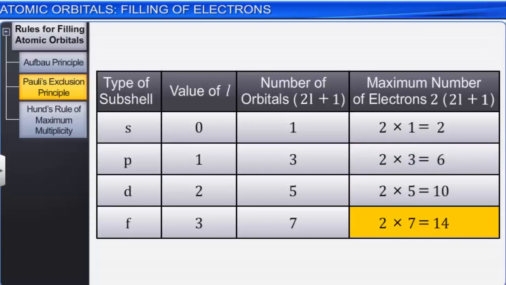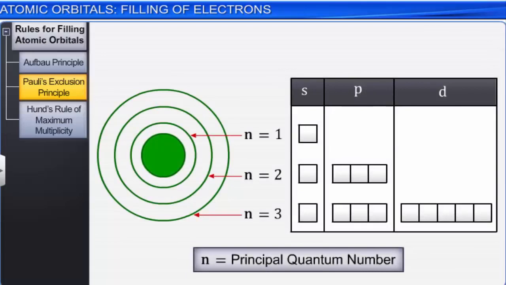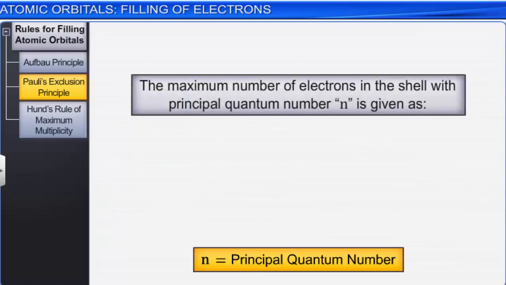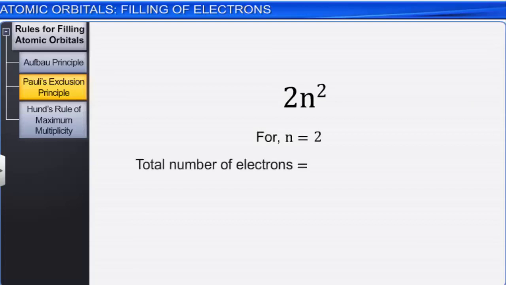We know that the total number of subshells that can be present in a shell is equal to the value of n, which is the principal quantum number. This principle has an immense value as it gives the maximum number of electrons that can be accommodated in a shell, which is equal to 2n square. For example, if the value of n is 2, the total number of electrons can be calculated by substituting the value of n into 2n square, which is equal to 2 multiplied by 2 square, which is equal to 8.